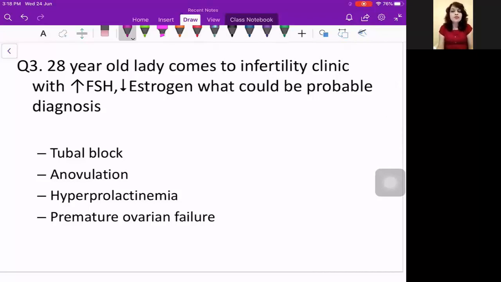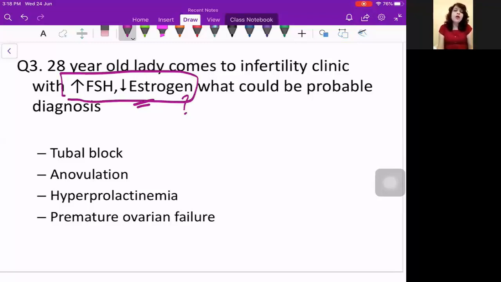Many students have posted questions on my site and have sent me messages on WhatsApp. Some are saying there was only high FSH given, estrogen was not there. Some are saying no, even estrogen was given. Whatever it may be, it's a high FSH and decreased estrogen. Let's see the options given.